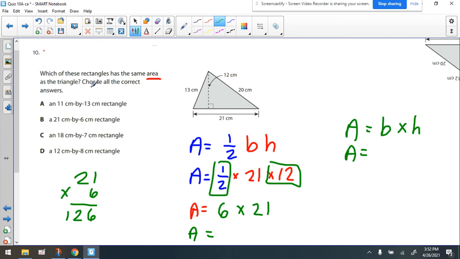Now, it does say choose all the correct answers. There may be more than one, so just make sure that you actually find the product of all of these and compare it to this number right here and pick all the ones that have an equivalent product. All right, good luck finishing that up.